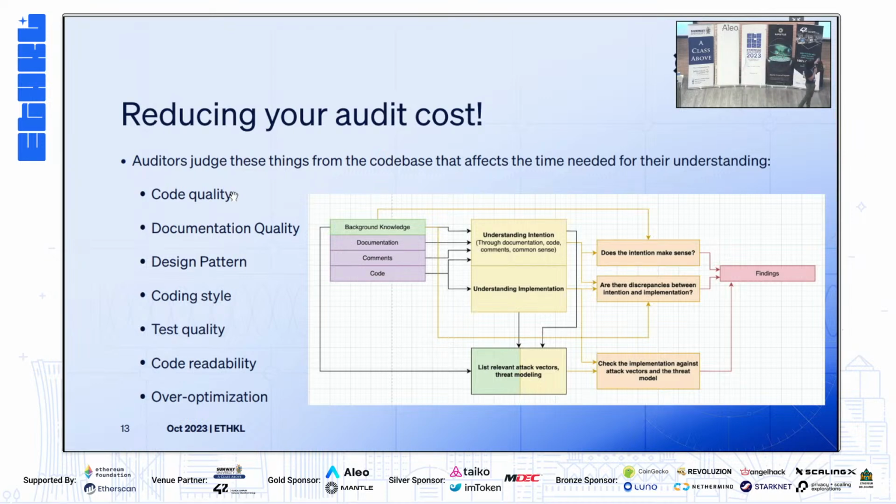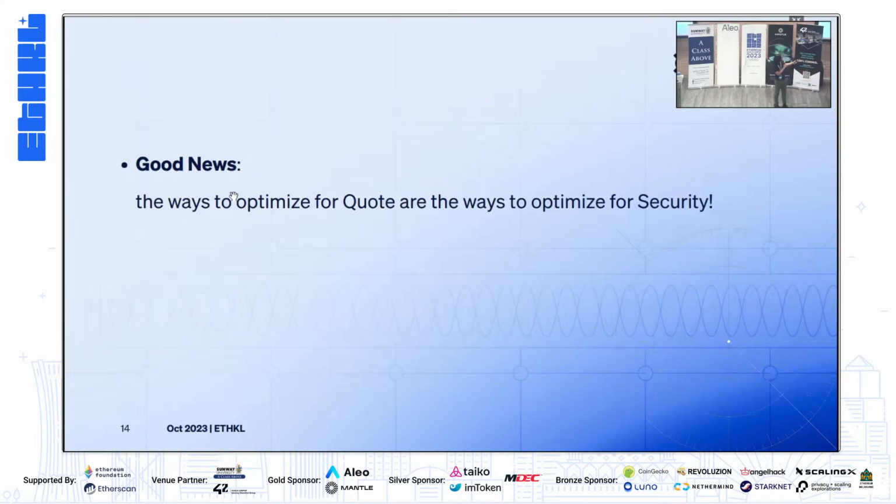So generally, these things can reduce your audit cost and also optimize for security. Because for the same time frame, we get to understand it deeper and then attack the protocol in more creative ways, because we understand it deeper.